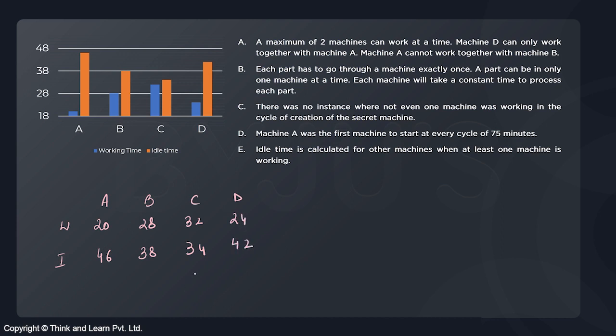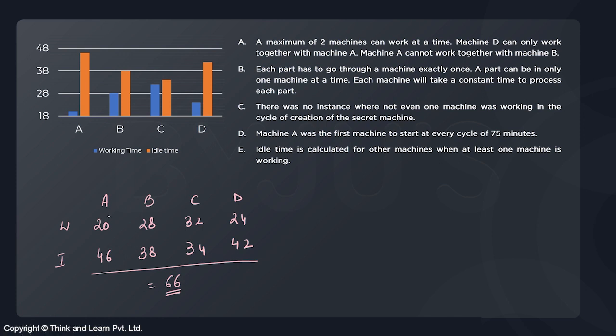If you just have a look at all of them, they all add up to 66. That means, according to Tolsky, one cycle is of 66 minutes. He says it should be of maximum 75 minutes, but according to Tolsky, it is of 66. Therefore, every machine has a working time plus idle time of 66 minutes.